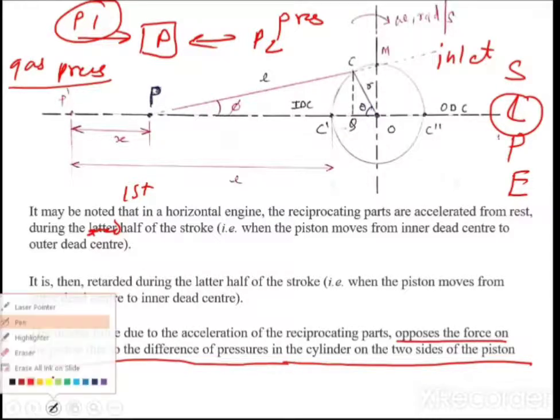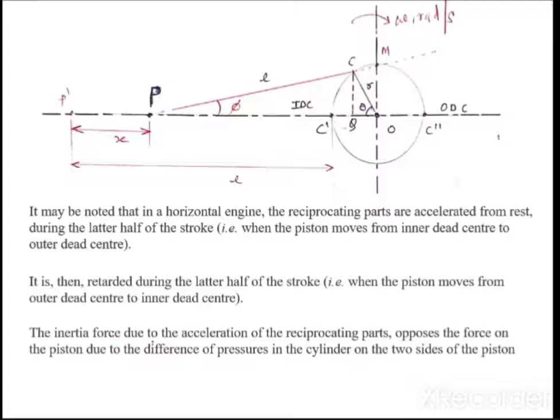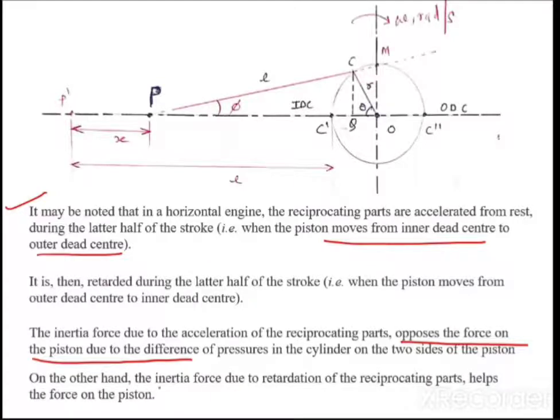Okay. So basically what I want you to understand is that during the first half of the stroke, that is when the piston moves from the inner dead center to the outer dead center, the inertia force due to the acceleration of the reciprocating parts opposes the force on the piston. On the other hand, the inertia force due to the retardation of the reciprocating parts helps the force on the piston.